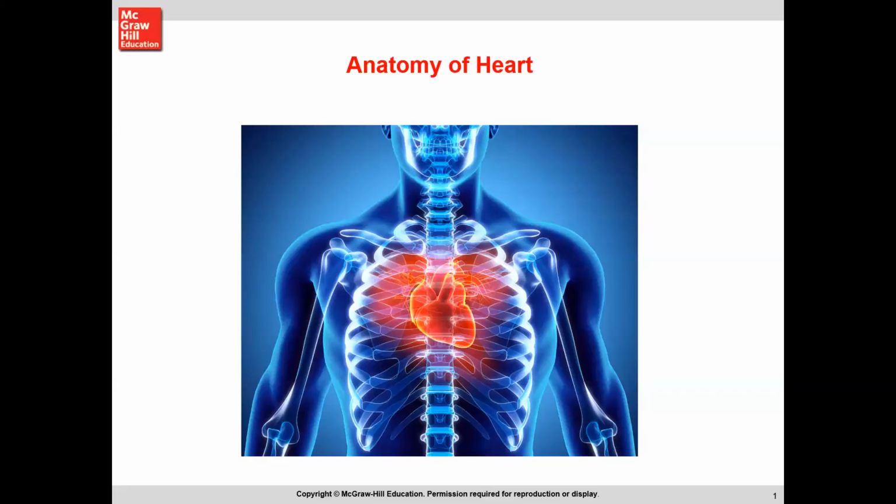In this video, I want to talk about anatomy of the heart. As you know, the heart is located in our thoracic cavity between our two lungs. In this part, I want to talk about the location of the heart, the major blood vessels which come out of the heart or go inside the heart, and also the chambers of the heart and their structures.